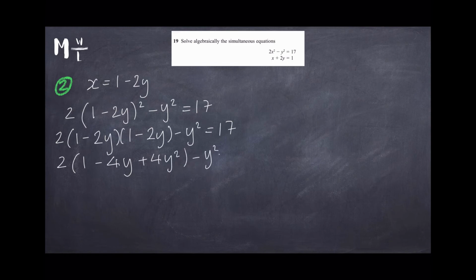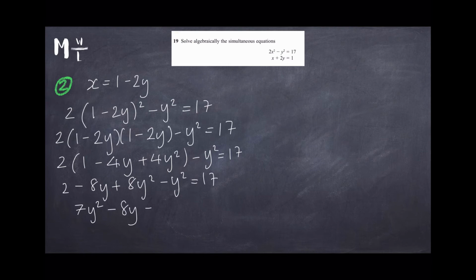So let's expand out the brackets and simplify this down further. Here we've got 2 minus 8y add y squared take away y squared is equal to 17. So we're left with 7y squared minus 8y add 2 minus 17 is equal to 0, or 7y squared minus 8y minus 15 is equal to 0.